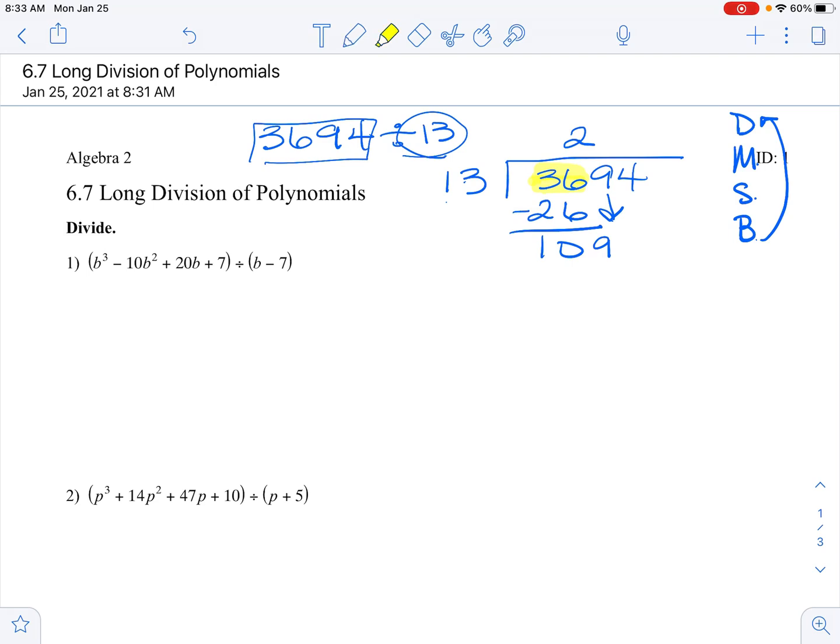Now the 13 is going into the 109. I don't even worry about this 36 again. I worry about the 109. Now 13 goes into 109. Not 8 times, 7 times. 7 times 3 is 21. Carry the 2. 7 times 1 is 7, plus 2 is 9. 91.